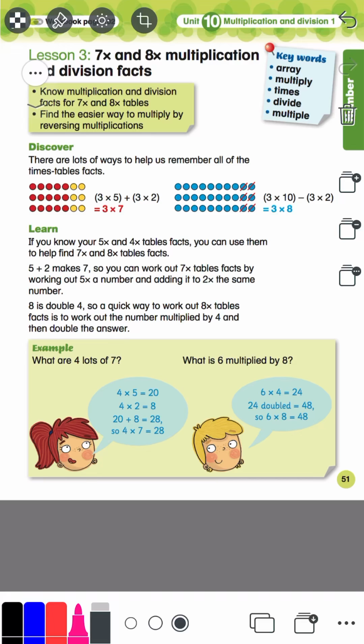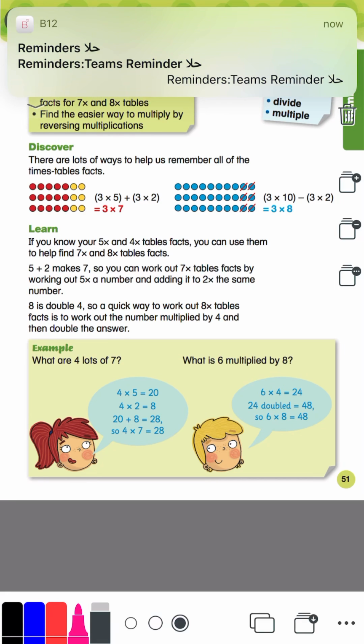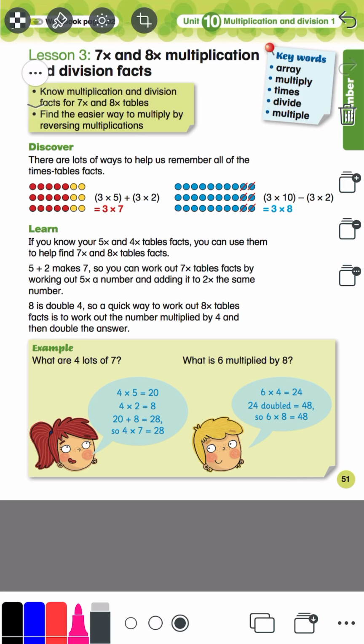Hello, grade 3. Today we're learning the 7 times and the 8 times multiplication and division facts, and there are lots of ways to help us remember all the times tables facts. For example, the 7 multiplication table can be found by splitting up the multiplication into the multiplication of 5 plus the multiplication of 2, because 7 equals 5 plus 2.